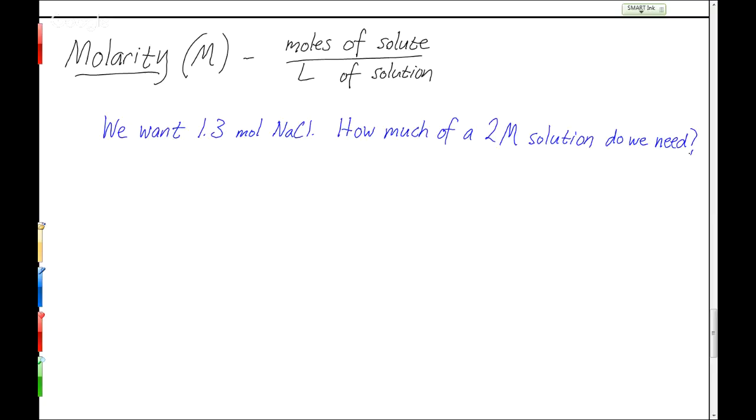We can use that molarity just like a conversion factor. So we can say that a 2 molar solution means that there are 2 moles of NaCl per every 1 liter of solution. So molar is moles per liter. So 2 molar is going to be 2 moles per 1 liter.